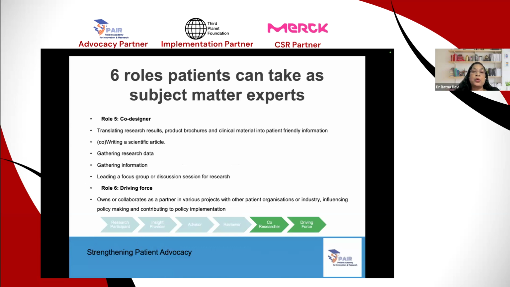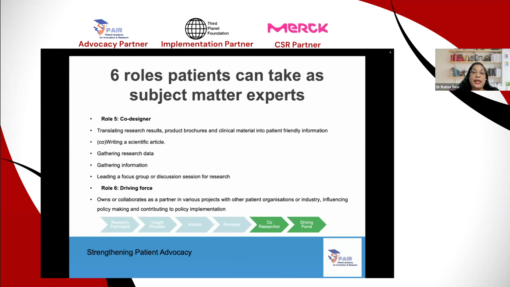When they are progressing to a co-designer, they are truly experts, and they translate research results, product brochures, and clinical material into patient-friendly information. They are able to participate in designing survey tools and survey questionnaires to be able to gather information, research protocols, etc. They are able to co-write a scientific article, gather research data, and draw conclusions from this data, and lead a focus group discussion for research to be able to come to conclusions on what could be some of the most important areas that the particular research should be focusing on.